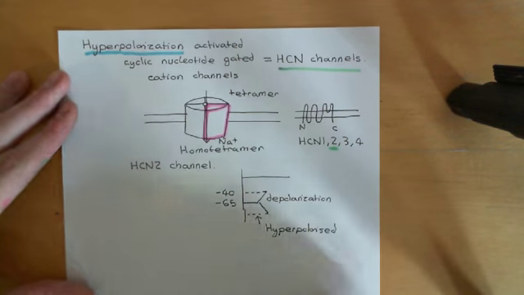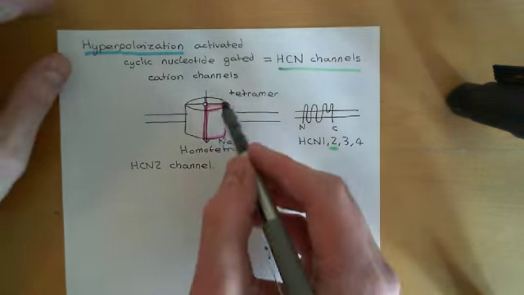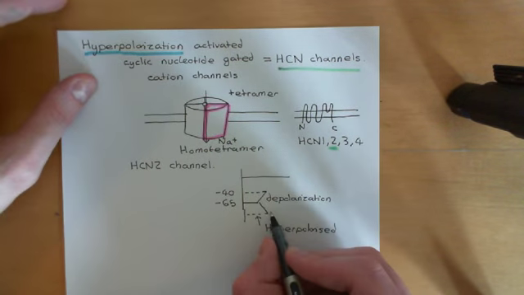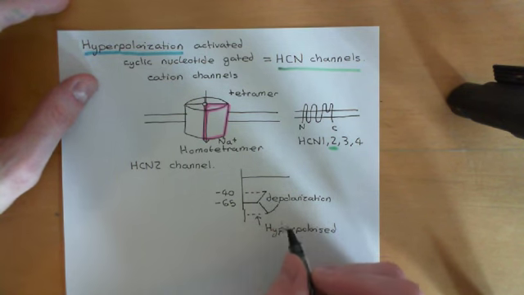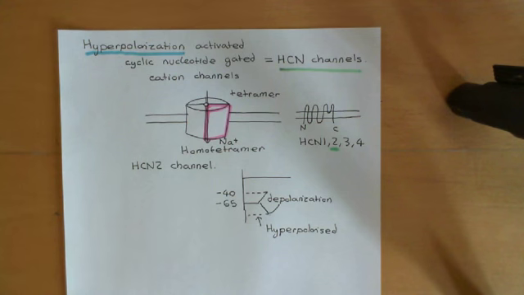Then what will happen is when they open, in response to this hyperpolarization, they'll allow sodium ions to come into the cell, and therefore they will take the electrical potential difference back up, basically, is the idea. Now, these are also interfered with by cyclic AMP.